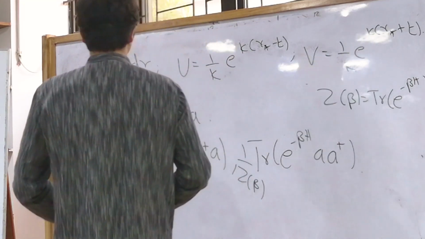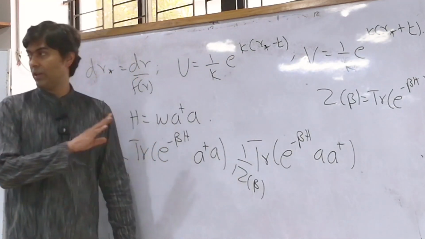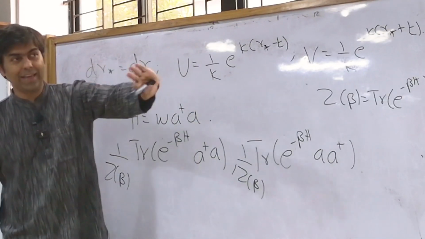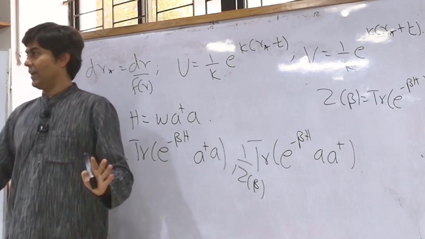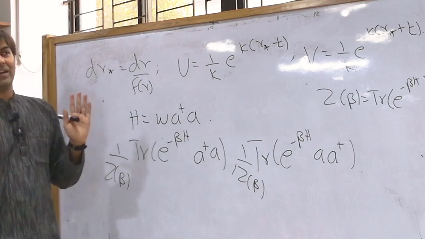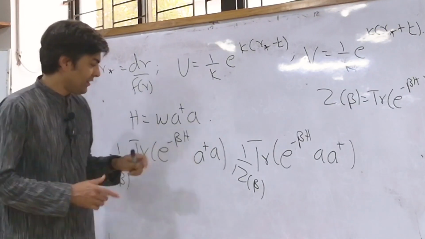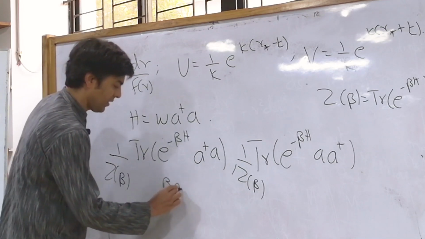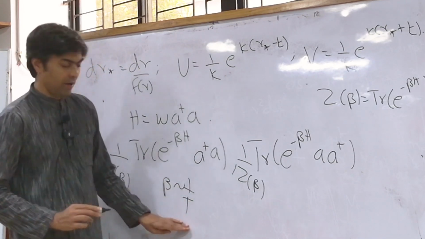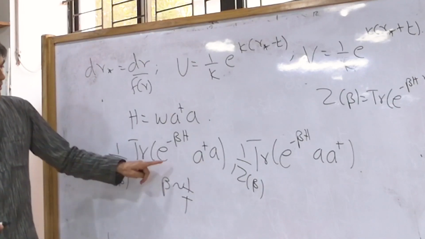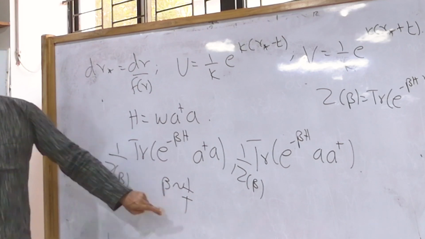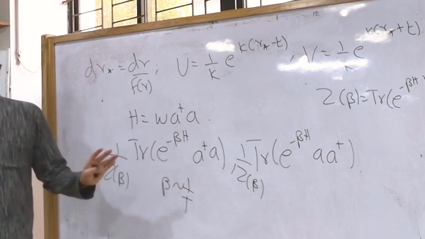Look, this beta is 1 by k Boltzmann into T. That is 2 pi by k. That k has nothing to do with Boltzmann k. Okay, so please don't get confused between that k and the Boltzmann k. This beta is 1 over T. Okay, Boltzmann constant is 1. Yeah, so this tells you the thermal occupancy at a temperature T, and beta is related to 1 over T. There's no Boltzmann constant anywhere here.